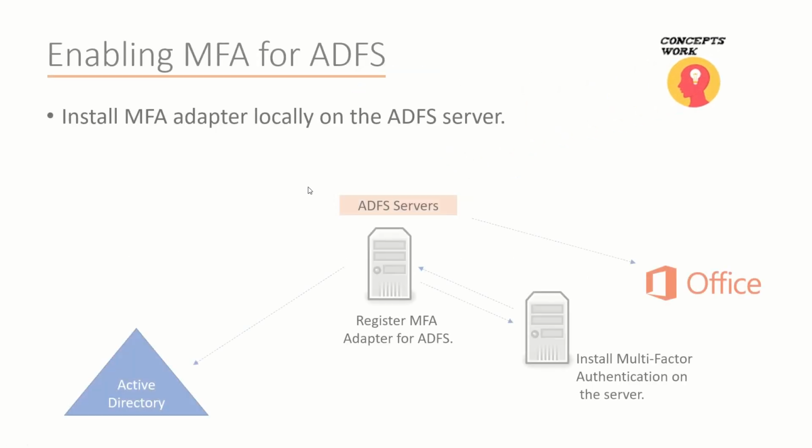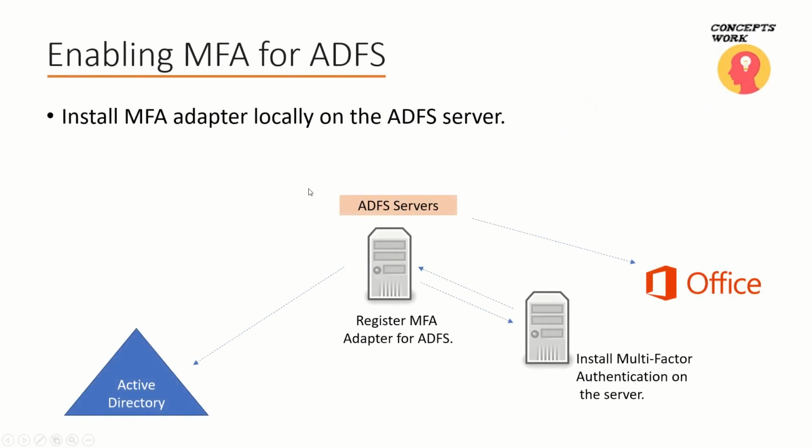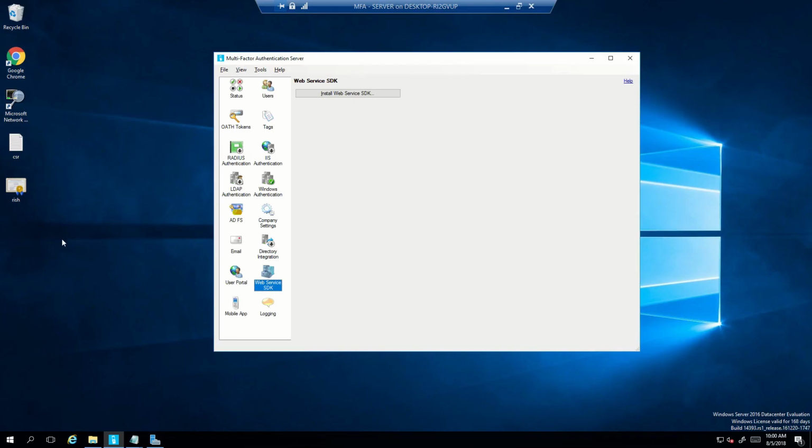Now, in the previous video, we used a scenario wherein we installed a multi-factor authentication server on the same machine on which we have ADFS configured. For this particular demo, we have an ADFS machine and a different machine on which we have installed multi-factor authentication server. Now, in order to proceed with this particular layout, there is a prerequisite that has to be completed, and that is that on your MFA server, you should have multi-factor authentication Web Service SDK installed.